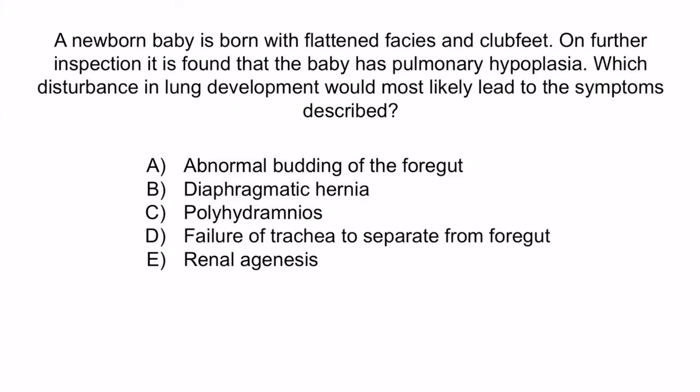A. Abnormal budding of the foregut. B. A diaphragmatic hernia. C. Polyhydramnios. D. Failure of trachea to separate from foregut. Or E. Renal agenesis. Hopefully from the question stem, you noticed the flattened facies, club feet, and pulmonary hypoplasia.